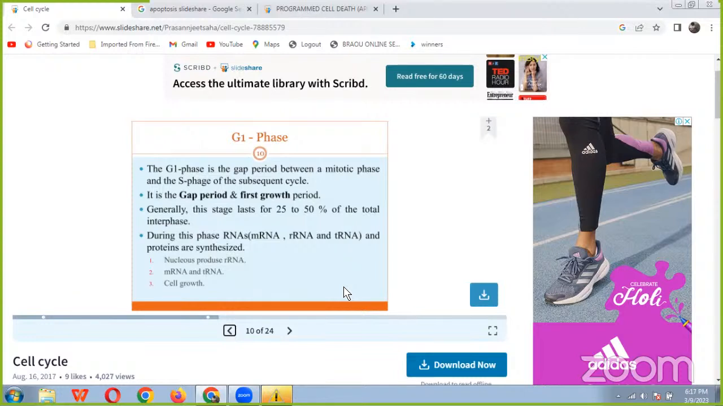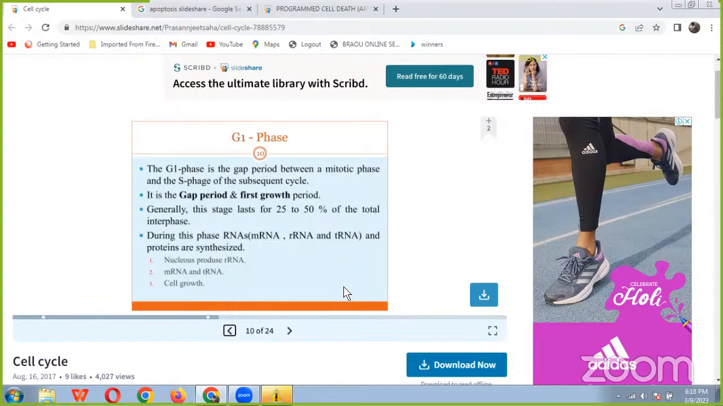Proteins and RNAs. What are the RNAs? Especially DNA and RNA, and RNA and protein synthesis. There are different types of RNAs: mRNA, rRNA, and tRNA. These are mainly produced in the nucleus.